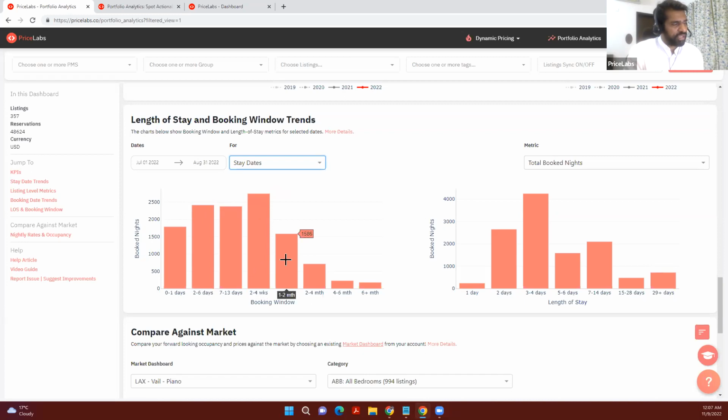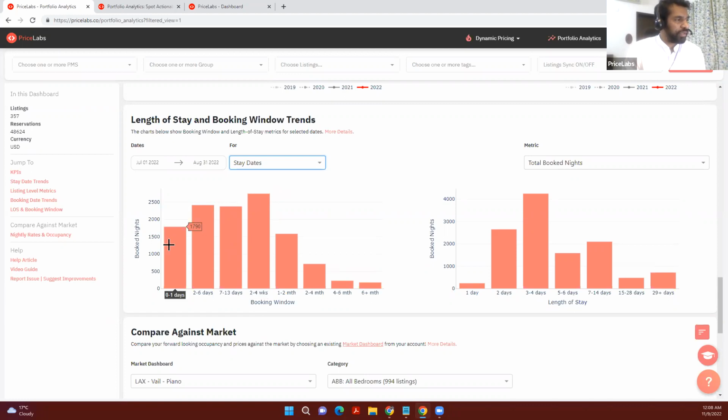There were some bookings that came in 1 to 2 months out, but really 2 months plus. Very few bookings came in. So if I was thinking about discounting strategy or getting paranoid, I won't get too paranoid about my July to August if 2 months out I was not booked, right? Do note that this is only specific to your listings. Market may behave differently, and for that, I'd recommend looking into market dashboards, right?